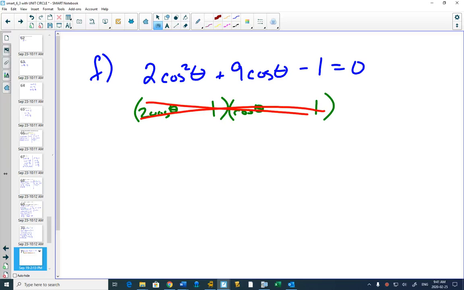Give up. Wonderful. What's that? The multiplication thing? How does that work? Oh, that completing the square thing? Yeah, that would work. Or the quadratic formula.